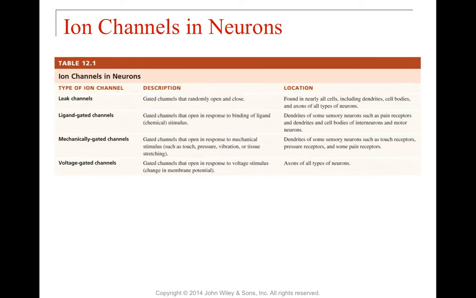All right, again, so leak channels are channels that are just going to randomly open and close. They're found almost all over your cells, and that's going to allow for molecules to reach equilibrium in between different action potentials. We also have ligand-gated channels, or channels that respond to a chemical stimulus whereby a ligand from the outside environment binds to a receptor on the cell. We have mechanically gated channels, that are going to respond to a mechanical stimulus, touch, pressure, vibration, stretching of the tissue, for example, or something that responds to an electrical charge, like a voltage-gated channel.